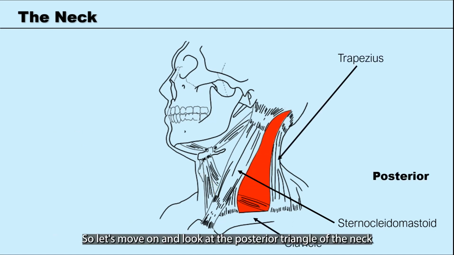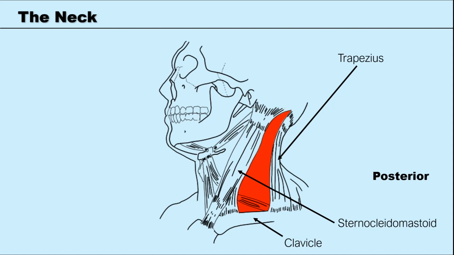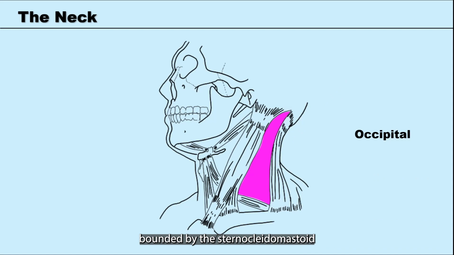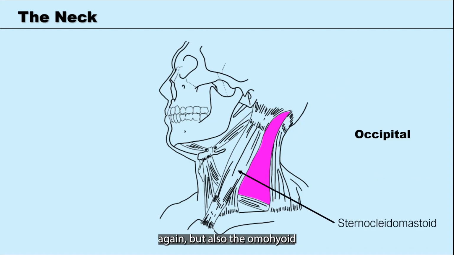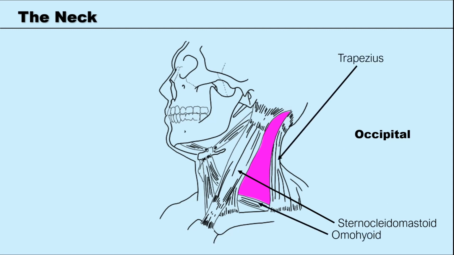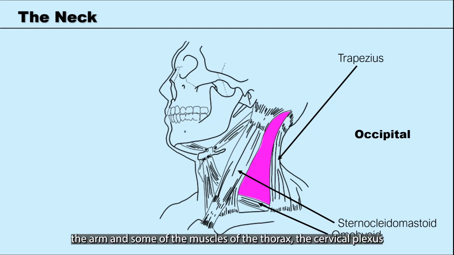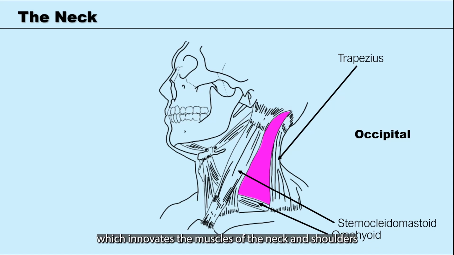So let's move on and look at the posterior triangle of the neck and the two triangles that sit within it. The first one is the occipital triangle, bounded by the sternocleidomastoid again, but also the omohyoid and the trapezius. Within this triangle, we will find the brachial plexus, which is a collection of nerves that control the arm and some of the muscles of the thorax, the cervical plexus, which innervates the muscles of the neck and shoulders, and a couple of veins and arteries travelling to the occipital region within the back of the neck.